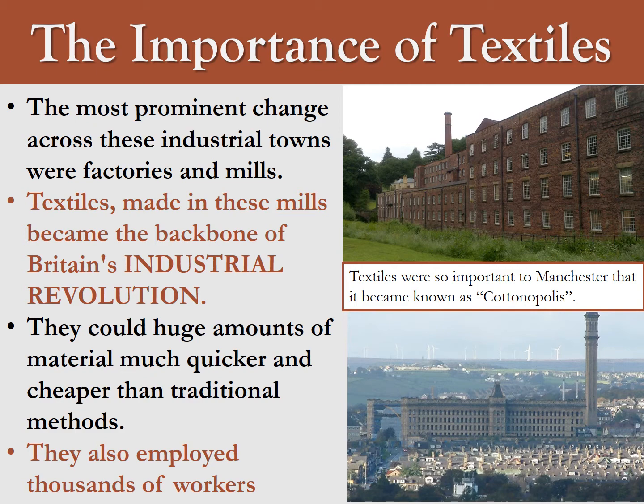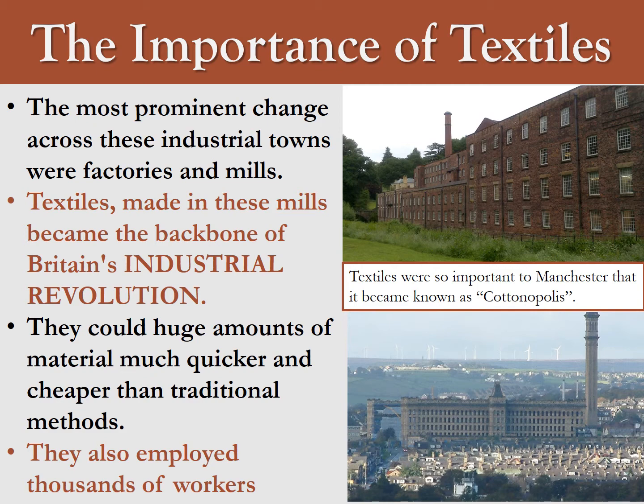Because Britain became one of the first nations to be able to do this, it allowed them to effectively corner the market on textiles for definitely all of Europe, if not most of the world. And there's two main strands. The top picture you see is Quarrybank Mill. This is just down the road from Parrs Wood. And this was so prominent in Manchester that it became known as Cottonopolis.